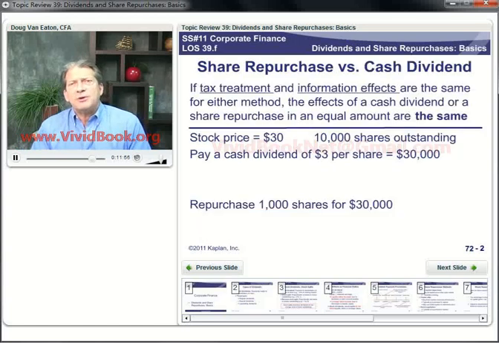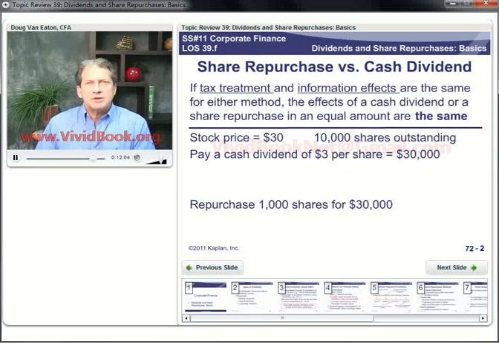So, how do we compare the two? Well, if the tax treatment and the information effects are the same, so there's no difference in the way dividends and capital gains are taxed, and there's no differential information effects of declaring a cash dividend versus announcing a repurchase, then the effects are the same. Take a look at an example here with a stock price of 30 and 10,000 shares outstanding. We want to decide, well, what's the difference between paying a $3 a share cash dividend for $30,000 or spending that $30,000 to repurchase shares?